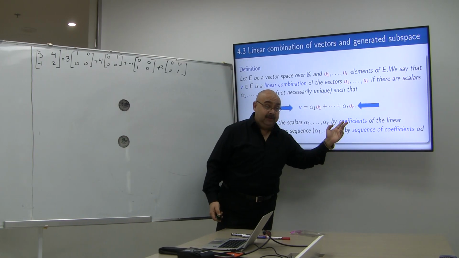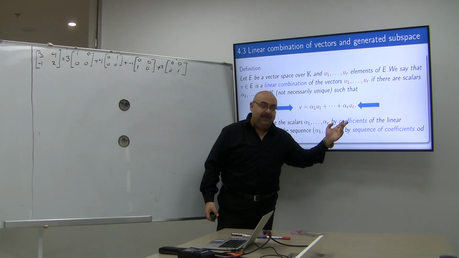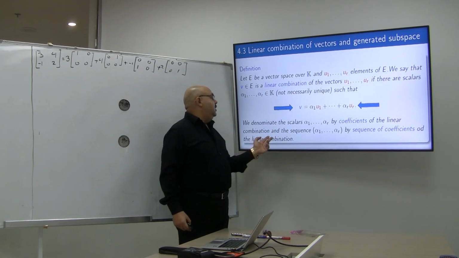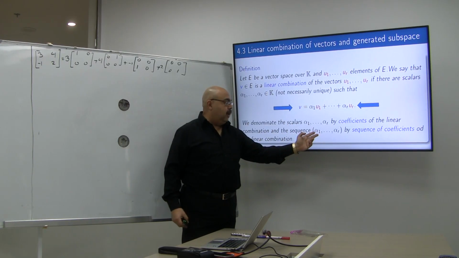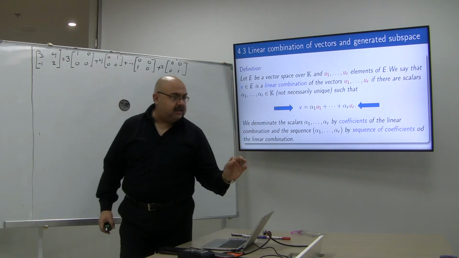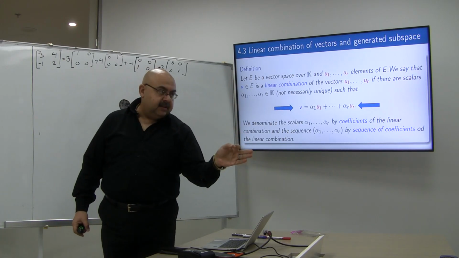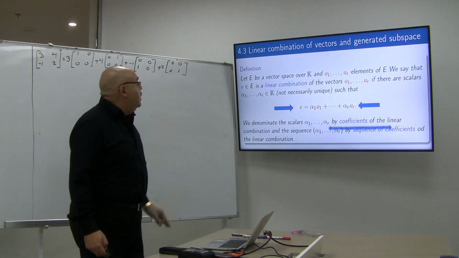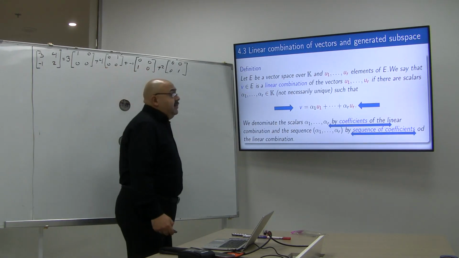That is very important. The coefficients of the linear combination, and the sequence alpha 1 up to alpha r is the sequence of coefficients, because these coefficients will have to be in place in the same order to get a specific vector. Okay. So this is really a very important slide.